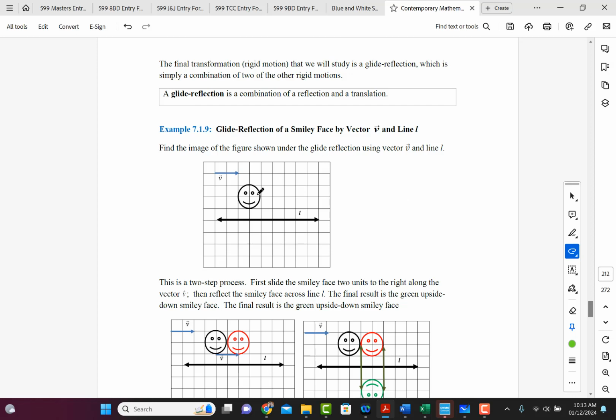So here we go with the smiley face, right? So we're going to find the image of the reflection shown by doing a glide reflection. So notice how we have a vector and the line of reflection or axis of reflection. So notice here. What we're going to do is slide the smiley face 2 units to the right. Okay, so we're going to go 2 units to the right, and we're going to have our smiley face inside the 4 squares.